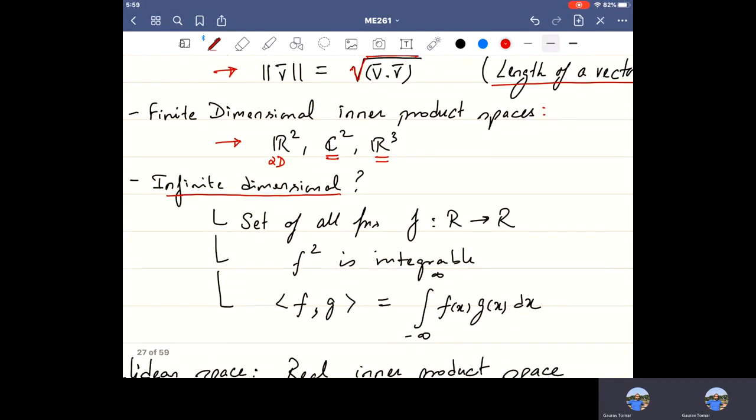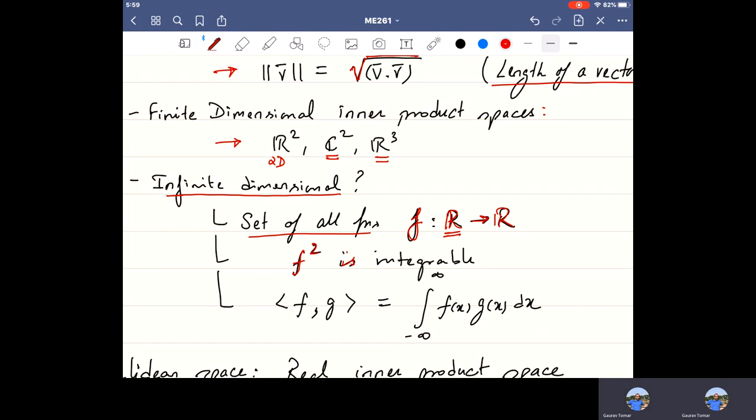So, the set of all functions which take in a real value and give you a real value. Let's say we are looking at them. This is an example of an infinite dimensional space, and those functions should also be integrable. The f square should be integrable. Okay, that's a requirement for it to satisfy the inner product definition.